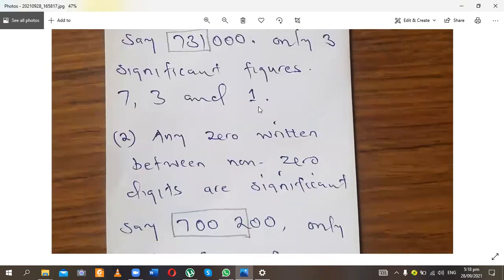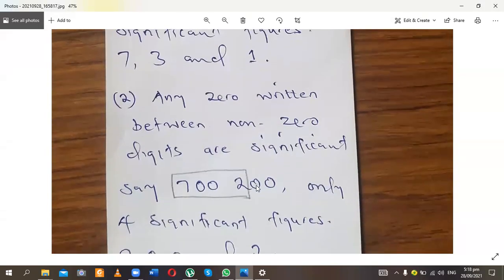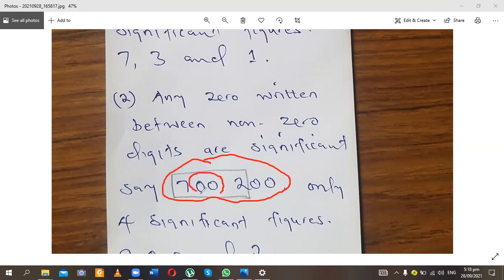Now, when you go to this part where you have zeros that are written within the non-zero digits. So let's say you have this number here, 700,200. In there, these zeros that are within the non-zero, these zeros here, are considered to be significant. That's what the point is trying to say: that any zero written between the non-zero digits is significant.